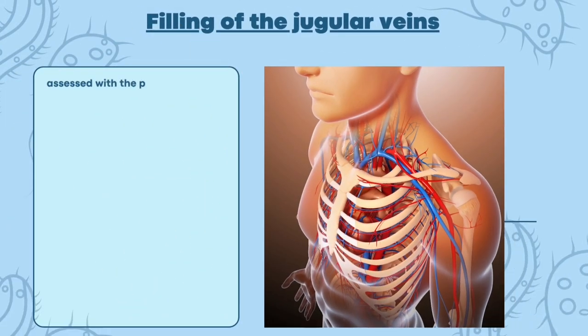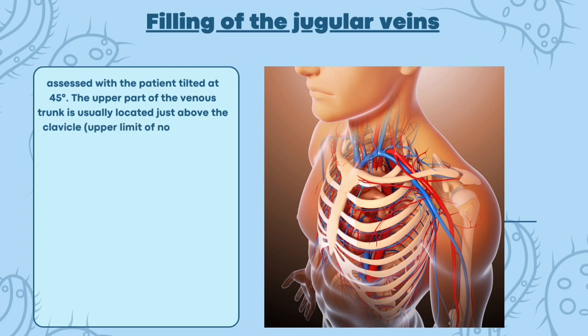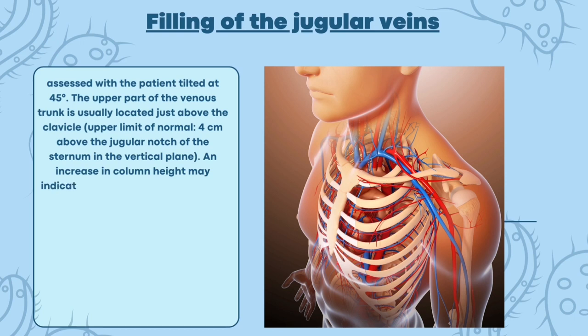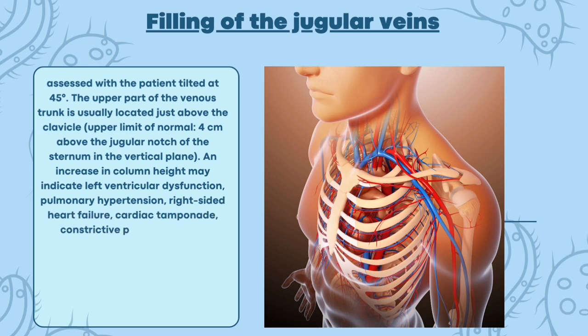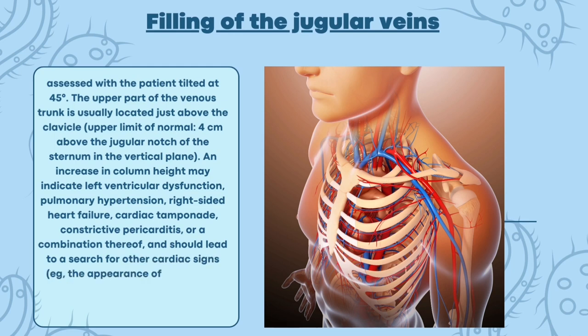Filling of the jugular veins is assessed with the patient tilted at 45 degrees. The upper part of the venous trunk is usually located just above the clavicle, upper limit of normal, 4 cm above the jugular notch of the sternum in the vertical plane. An increase in column height will indicate left ventricular dysfunction, pulmonary hypertension, right side heart failure, cardiac tamponade, constrictive pericarditis, or a combination thereof, and should lead to a search for other cardiac signs. Gallop rhythm, nausea, congestive edema.